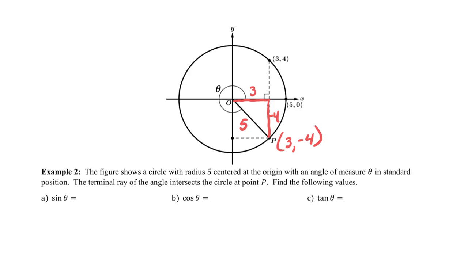Okay, so let's do sine. Sine goes with the y value, the opposite. What's opposite our theta? Negative 4 over 5. Cosine goes with the x value, 3 over 5. And tangent is y over x. What's the y value? Negative 4. What's the x value? 3. And that's all you have to do.